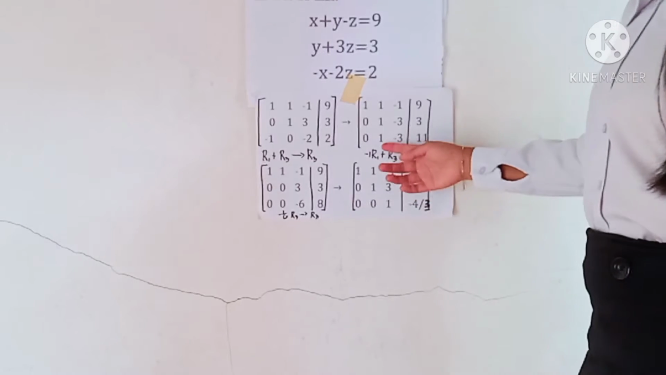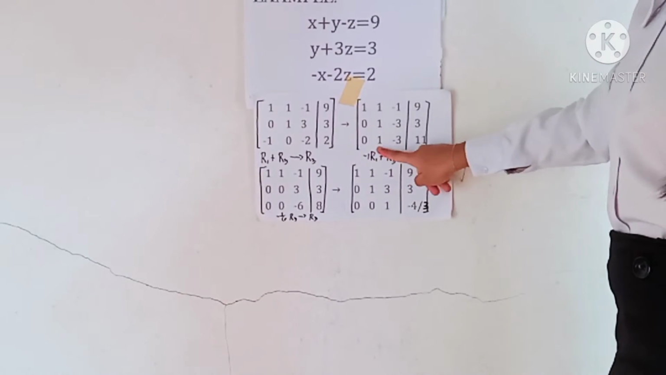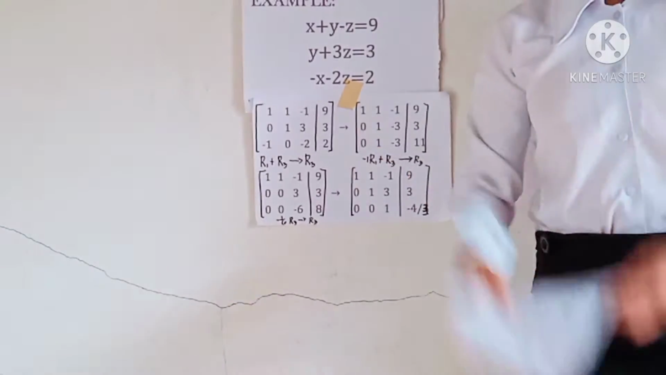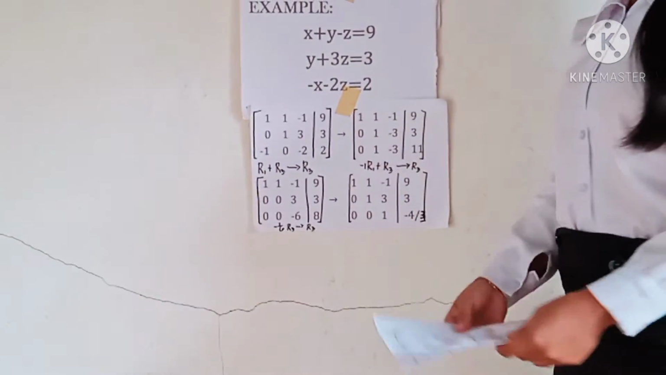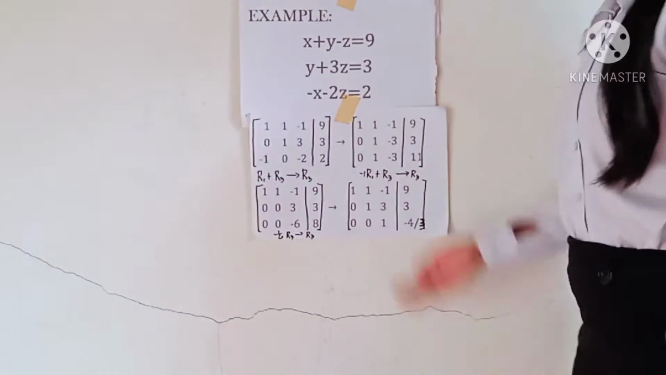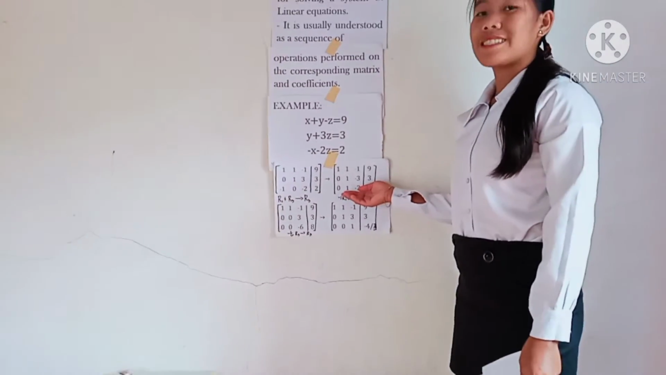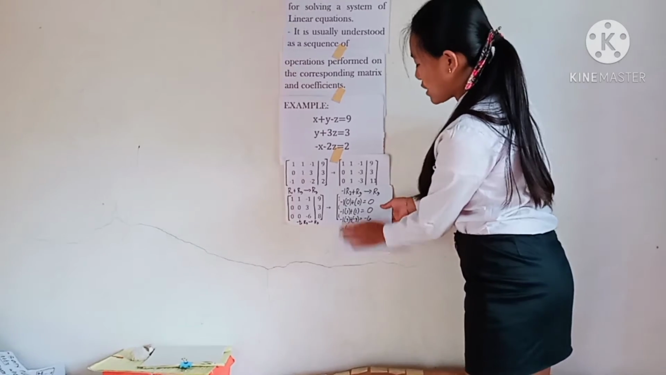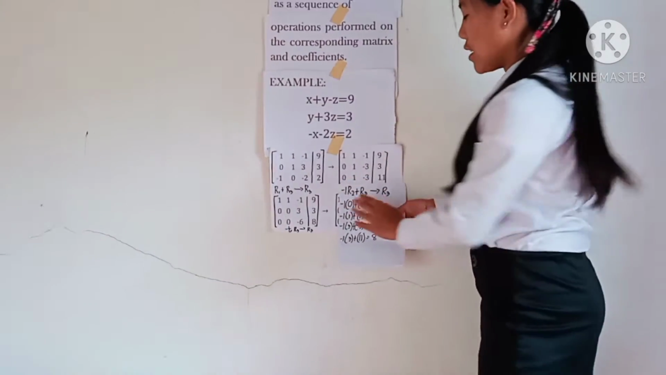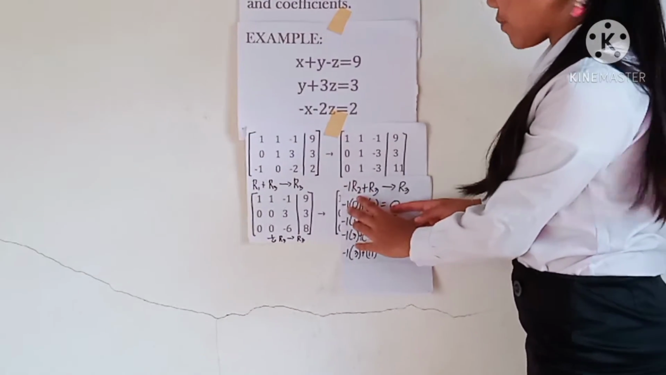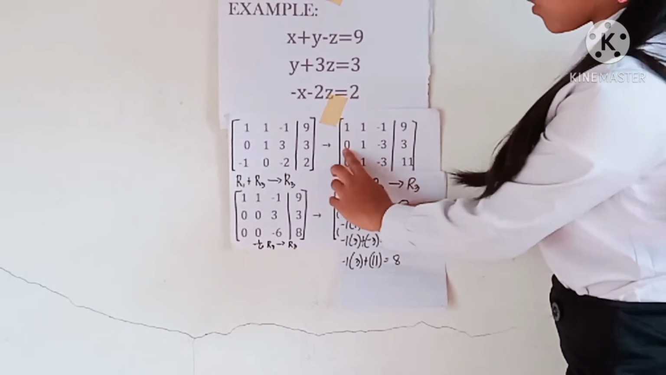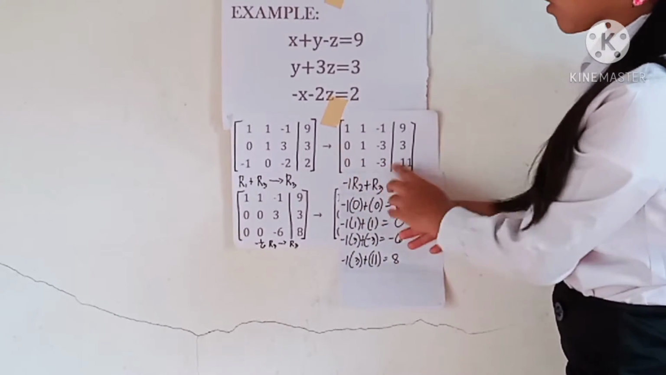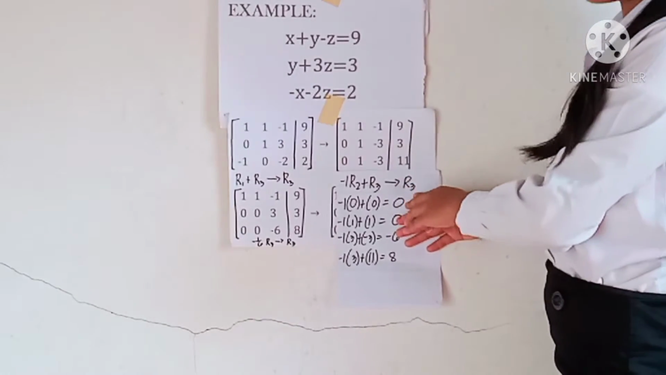The next goal that we are going to do is the positive 1. We will make this into 0. So let us think of a number that we could multiply in order to make this number into 0. The number that we think of is negative 1 times row 2, plus row 3, equals the new row 3.